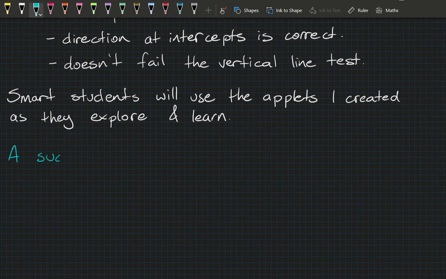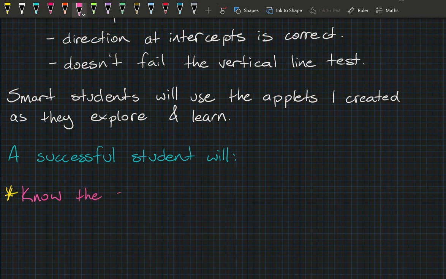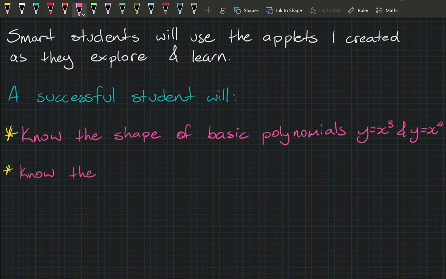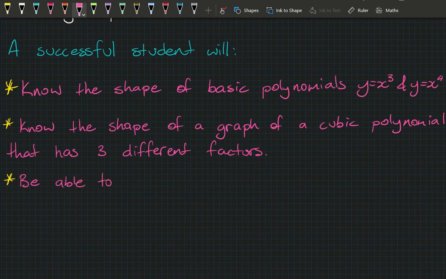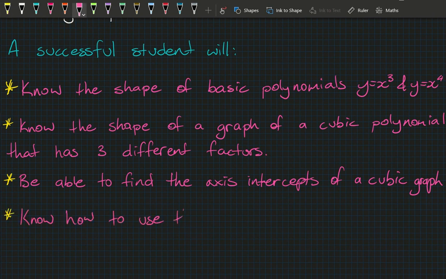Alrighty, so for this lesson, a successful student will know the basic shape of the basic polynomials y equals x cubed and y equals x to the 4. Know the shape of a graph of a cubic polynomial that has 3 different factors. Be able to find the axis intercepts of a cubic graph, and know how to use the shape and intercepts to sketch the cubic graph.